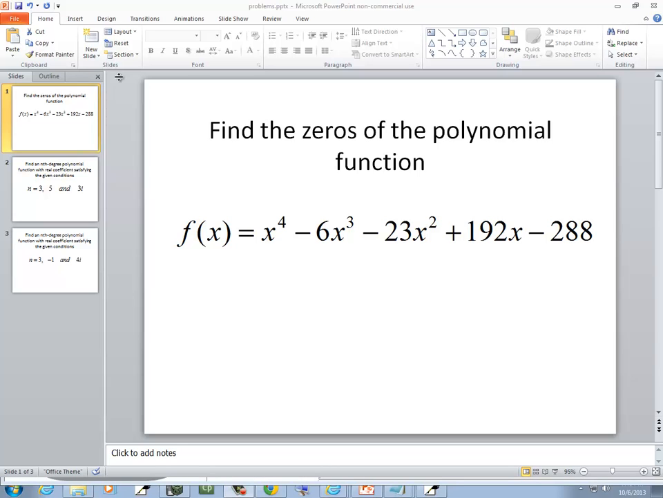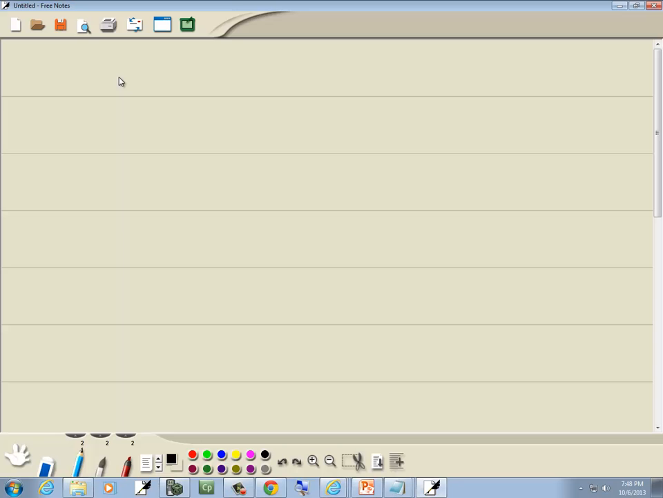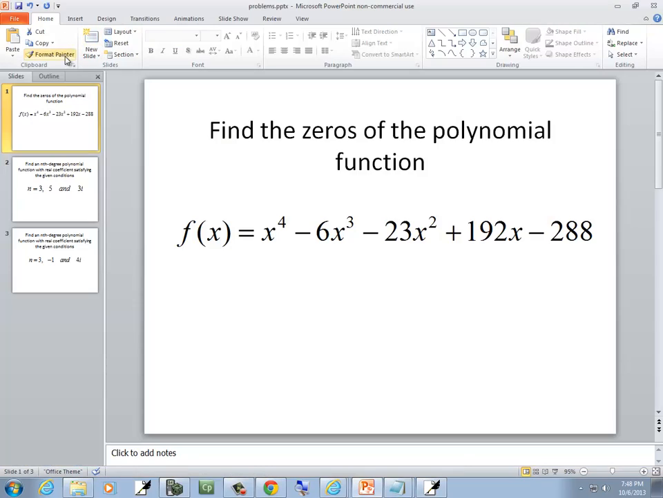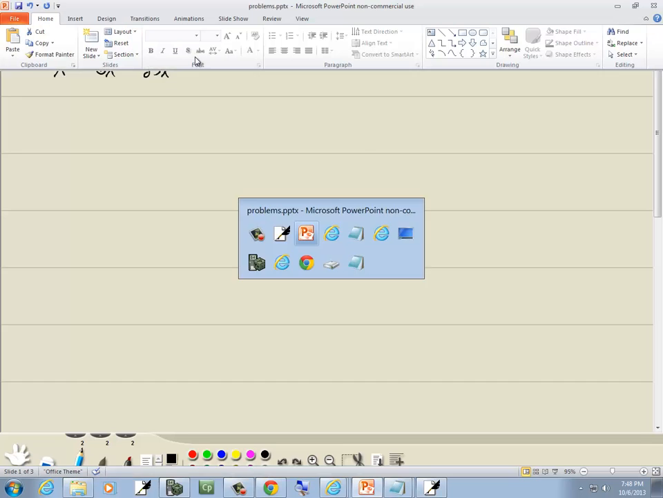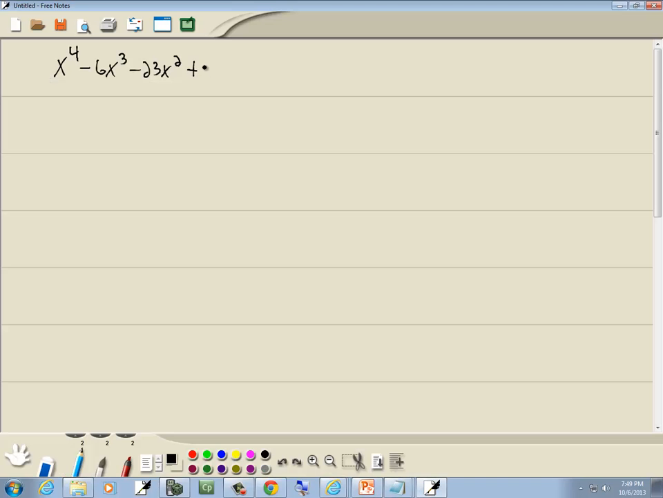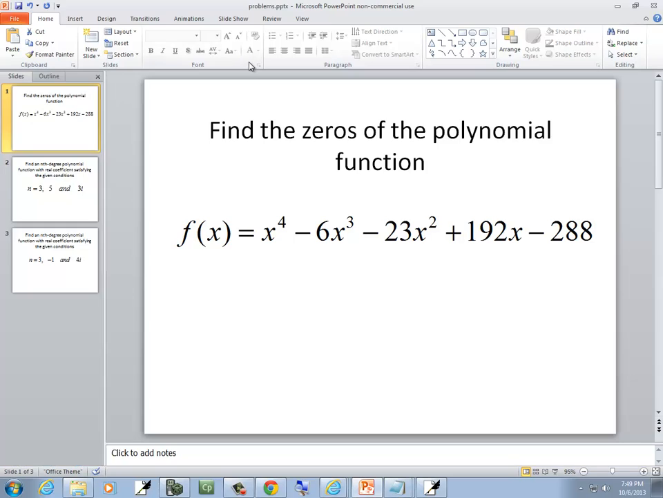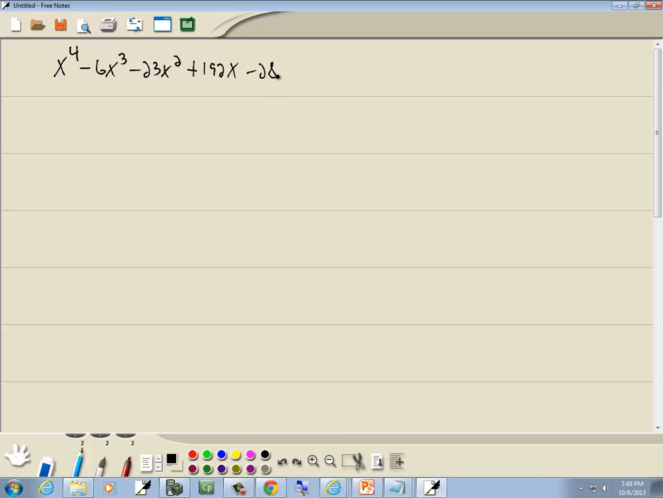In this problem, we want to find the zeros of the polynomial function. So we've got x to the fourth minus 6x to the third minus 23x squared plus 192x minus 288 equal to 0.